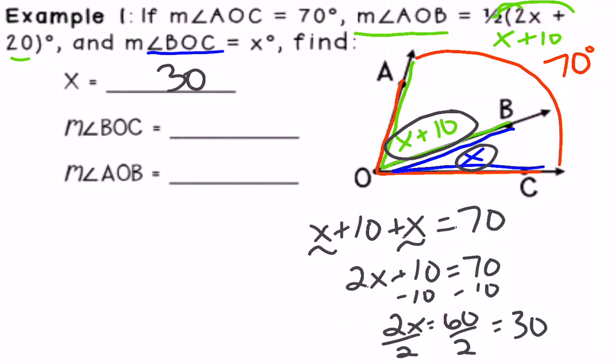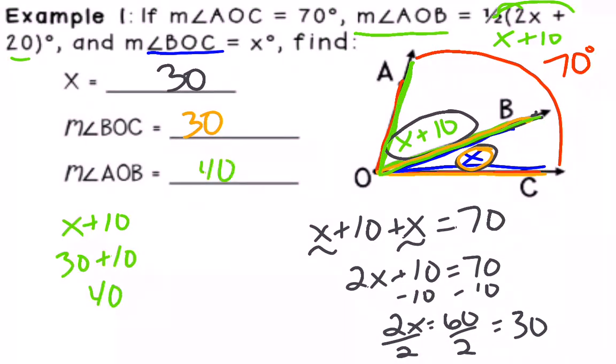Then it wants BOC. Let me not do that in black. BOC. Well, that's easy. That's just what x was, which is 30. And then going back to AOB, which was x plus 10. So 30 plus 10. And of course, if you can do that in your head, absolutely, that sounds great. So 30, 30, and 40.